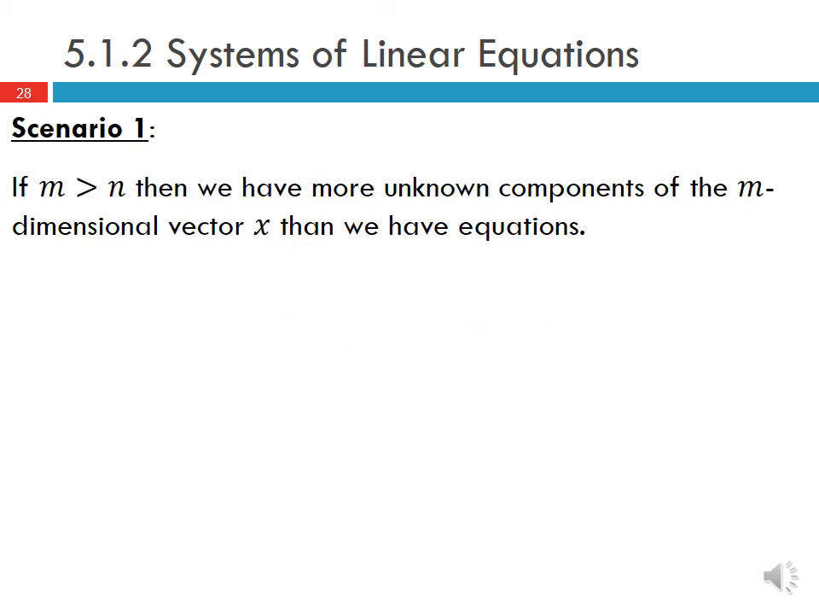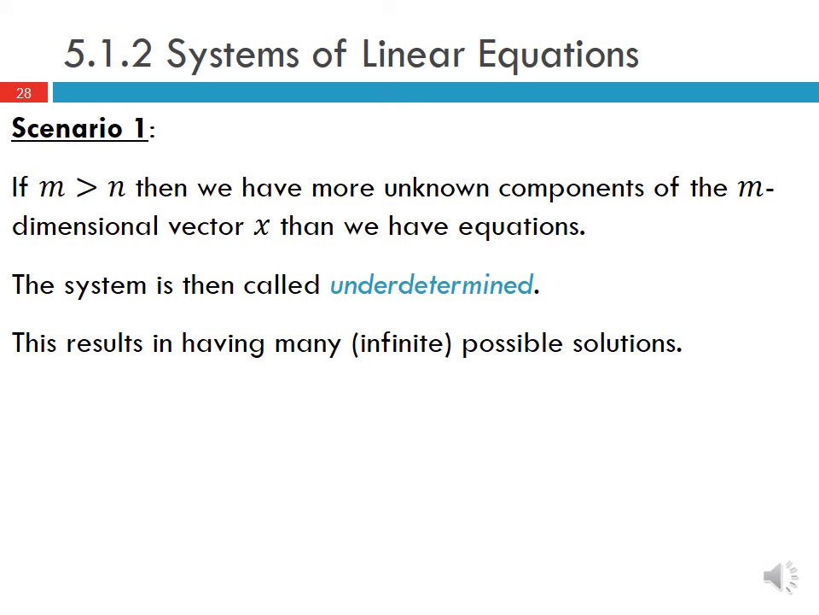So there are three possible scenarios when we're writing a system of linear equations. First, if m is greater than n, then we have more unknown components of our m-dimensional vector x than we have equations. So remember, m was the number of variables that we have, the number of x's, and n is the number of equations. So if m is bigger than n, then we have more unknowns than equations. So this system is called underdetermined, and it results in having many, in fact, infinite possible solutions.